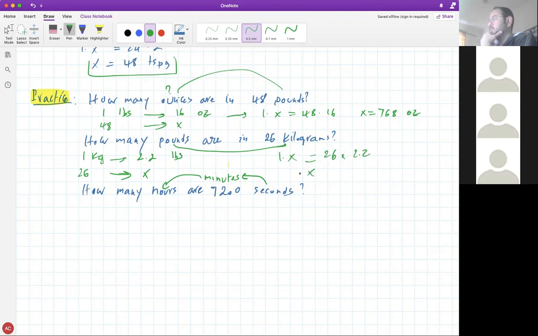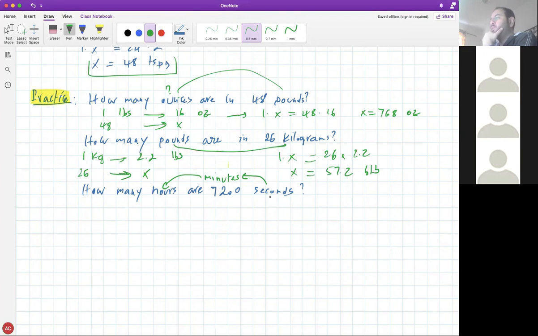So it'll be X equals 26 times 2.2. 57.2. That's right. And the answer again is pounds. So that's the formula we had. 1 kilogram is this, but 1 pound is probably 0.5 or 0.6 or something.